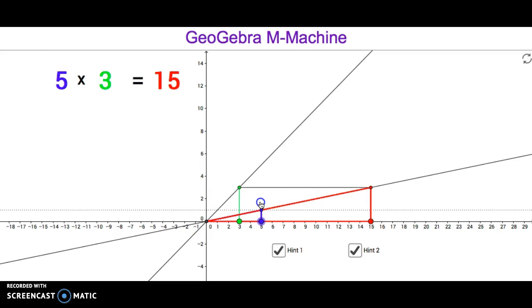We did a little bit of algebra where we created our y equals x equation and our other linear equation y equals nx, and it also deals with similar triangles. And that's it for today.